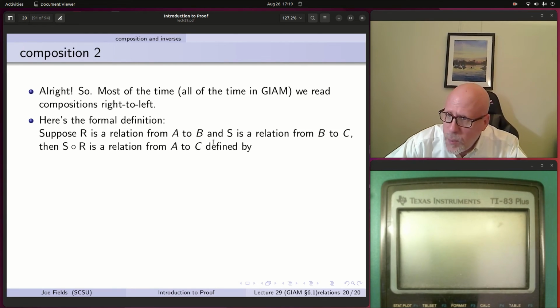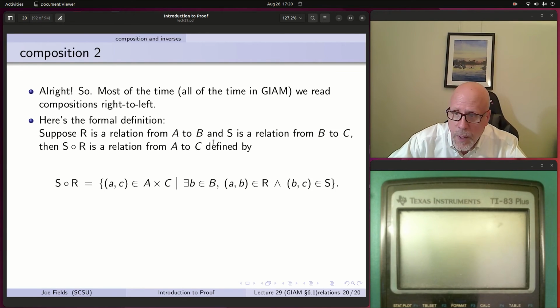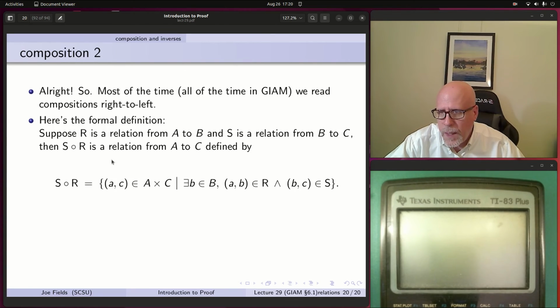You need R to be a relation from A to B, and S is a relation from B to C. Then S composed R is a relation from A to C defined by this. Well, it's not as bad as you might think. S∘R is a relation, so it should be a set of ordered pairs. Those ordered pairs come from the Cartesian product of A and C. So we're looking at things of the form (a, c) as an element of A × C.